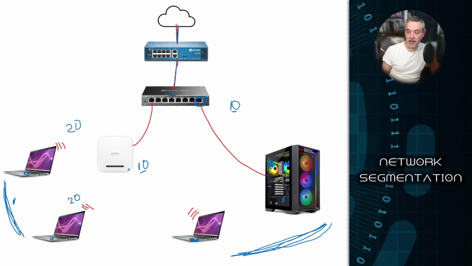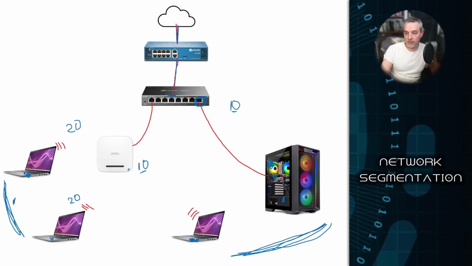Now, in the case that I actually do want to allow VLAN 10 and VLAN 20 to talk to one another, I can do that, but it's going to end up going back through the firewall. So say I wanted to access something over here on this desktop PC from this device over here. And to do that, what I'm going to do is connect just like I did before.